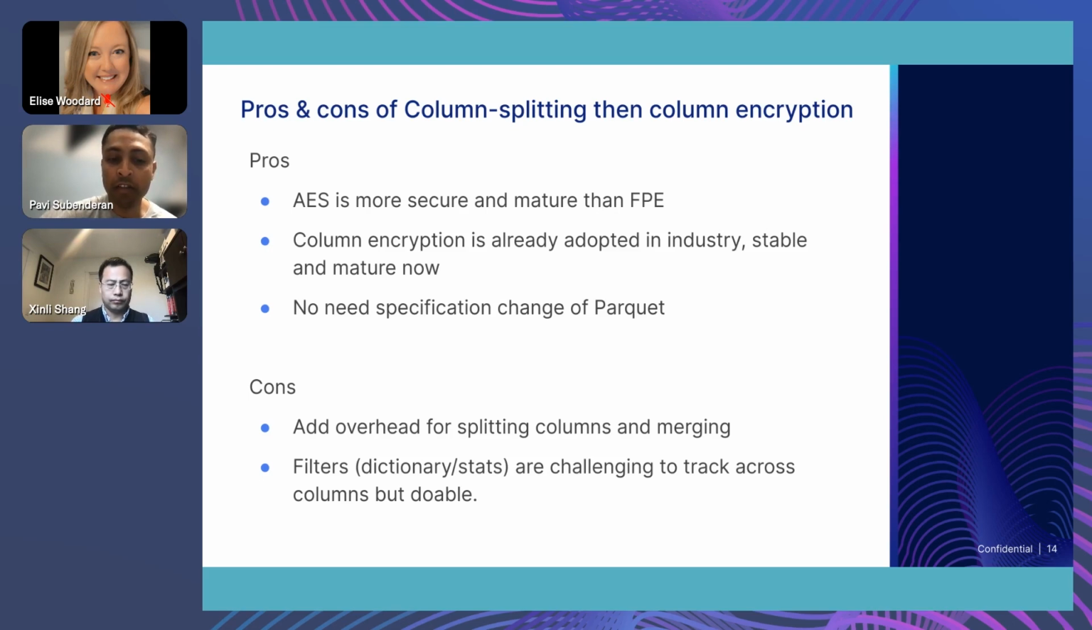On the con side, there's an overhead of splitting and merging back, which we didn't have in option one. It's also challenging to track filters, like dictionary and statistics, across columns. This is a con, but it's still doable.